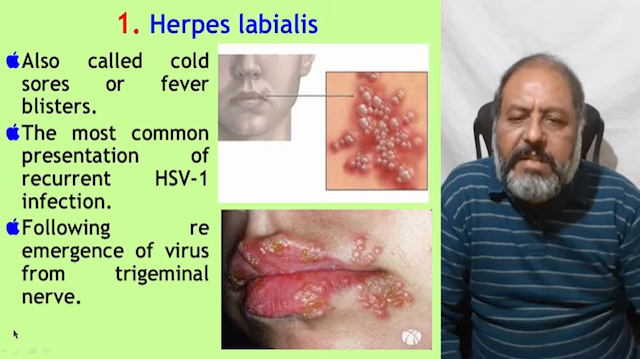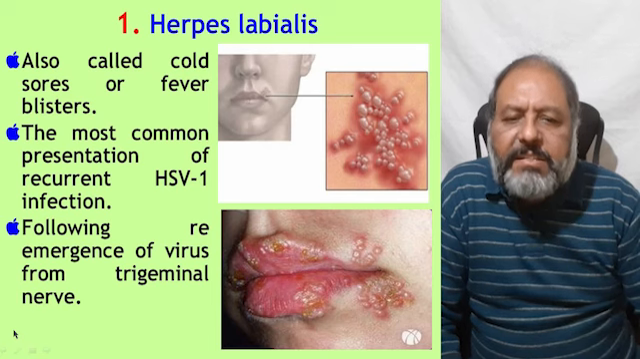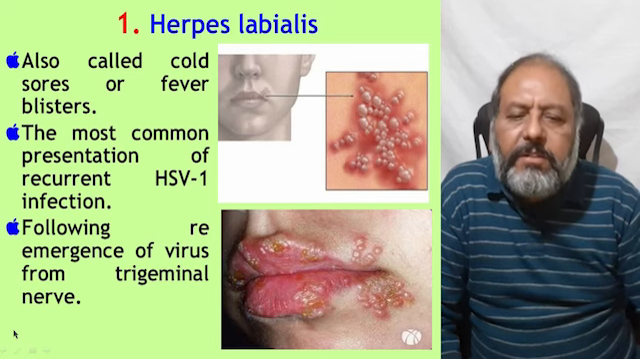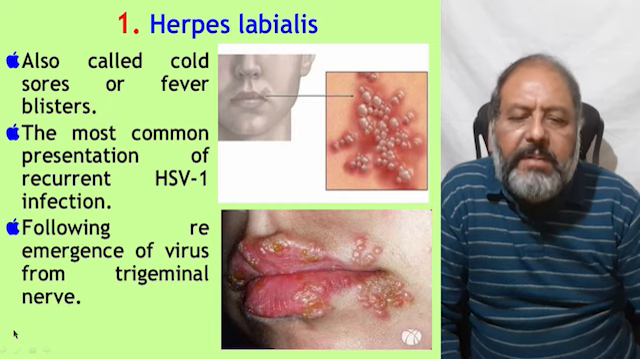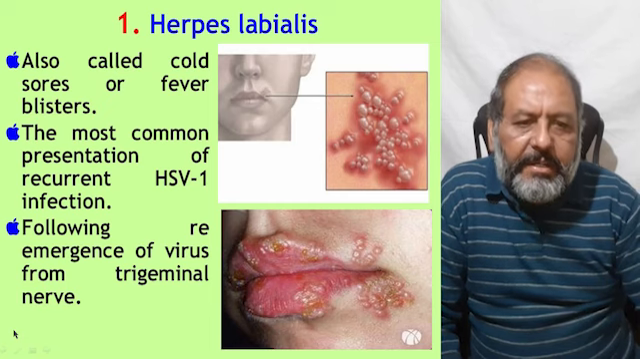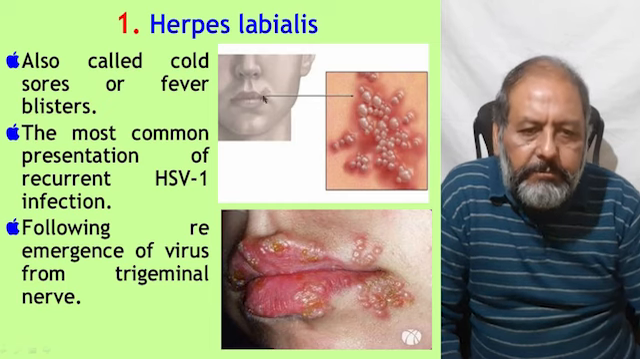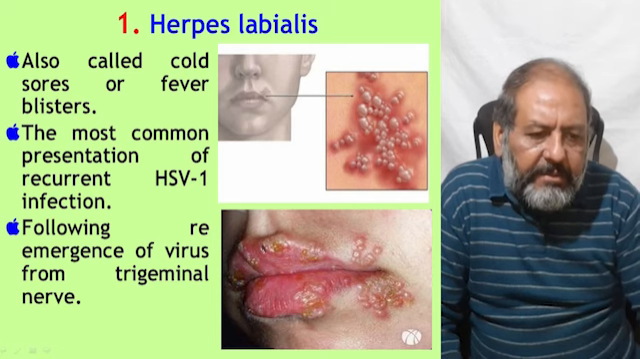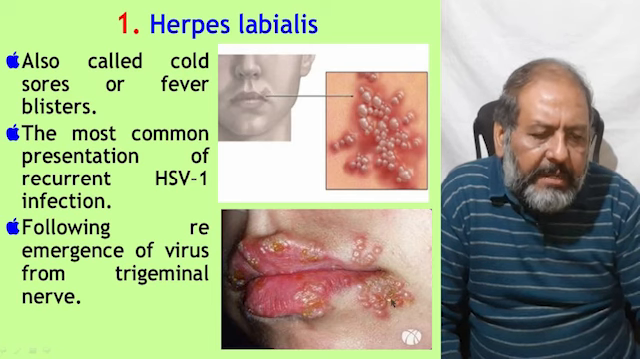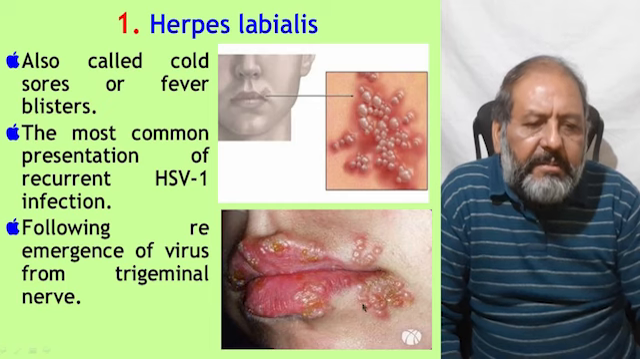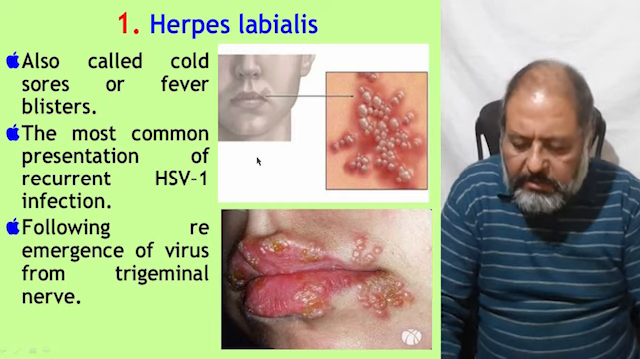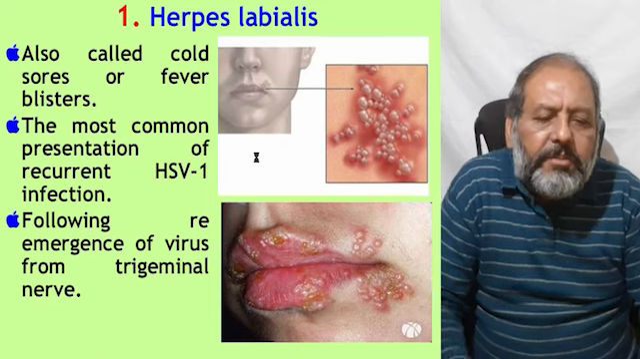The most common presentation of the recurrent HSV1 infection following re-emergence of the virus from the trigeminal nerve. Here one can see the margin of the lips, and here again the margin of the lips and the corner of the lips. There are the blisters, and that is said to be the cold sores or the fever blisters.